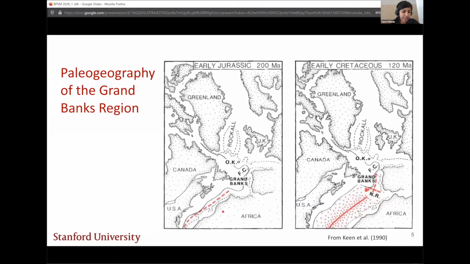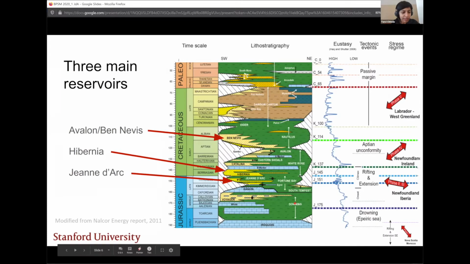Then thermal subsidence that followed the rifting event created accommodation space for deposition of fine-grained siliciclastic and carbonate sediments in the early to middle Jurassic, known as the Downing and Voyager formations, shown right here. And then a gradual reduction in the subsidence rate followed in the middle to late Jurassic when calcareous shale was deposited in the basin that was cut off from terrigenous input.